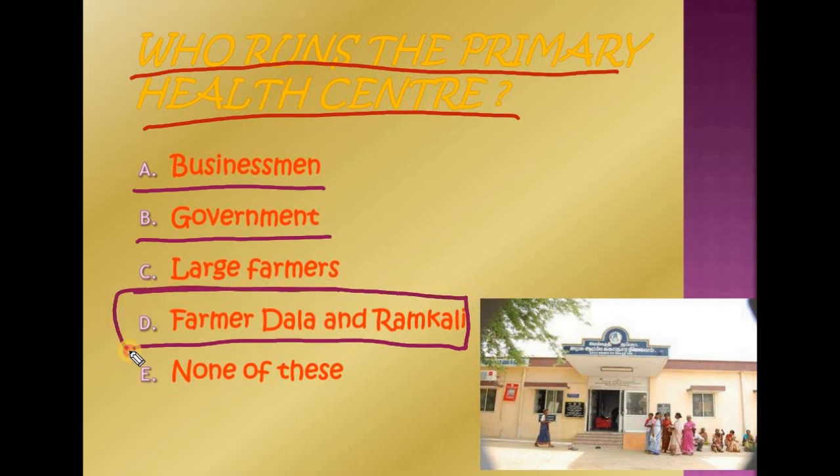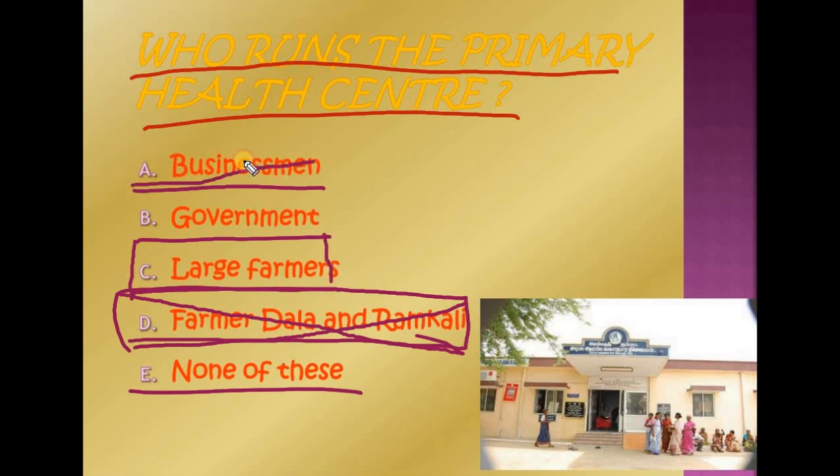And option E, none of these. So if we look at option D, who are Dala and Ram Kali? They are the poor farmers that we have read in the case study of Palampur, if you remember. So how do you think the poor farmers will establish the health center? Just cross it. And why do businessmen invest in health centers? They're completely business minded, so just cross it.